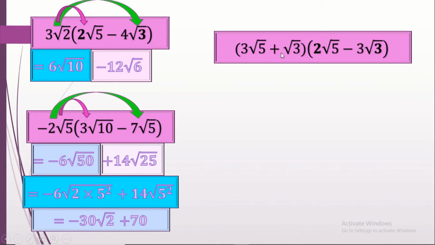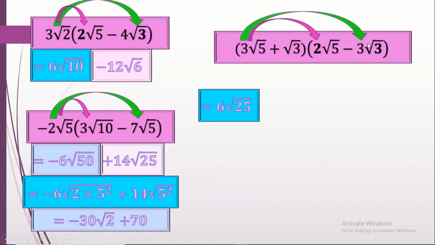Well, how do we multiply if we have in each parenthesis 2 or more terms? Here we should start multiplying 3 radical 5 by 2 radical 5, then by 3 radical 3 in the first case. Well, plus times a plus is a plus. 3 times 2 is 6. Radical 5 times radical 5 is radical 5 squared, which is 25. Also, we multiply it by minus 3 radical 3. Here plus times minus is minus. 3 times 3 is 9. Radical 5 times radical 3 gives us radical 15.